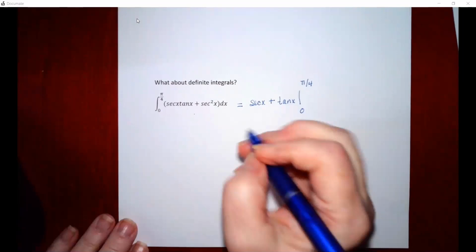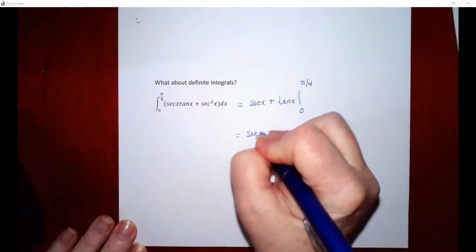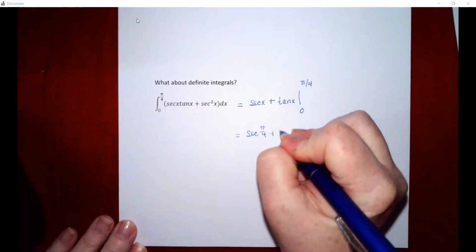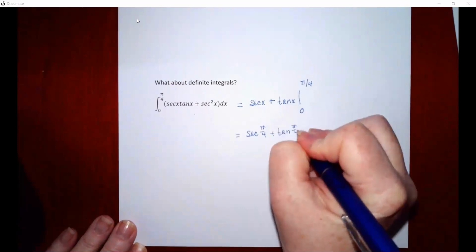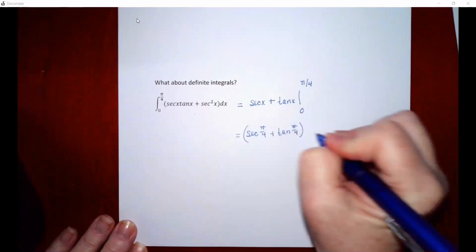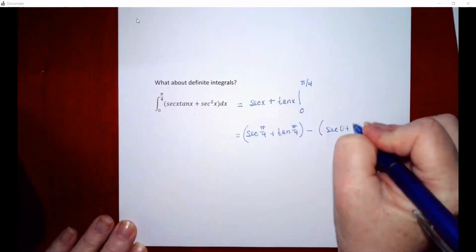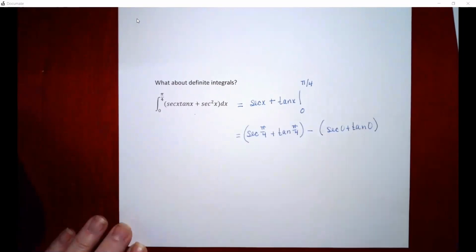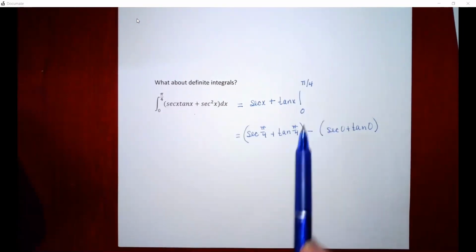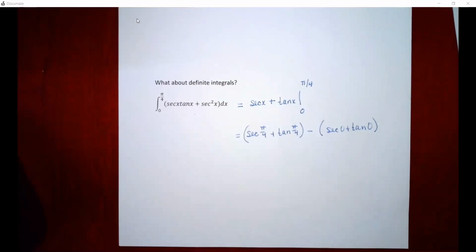So we would have the secant of pi over 4 plus the tangent of pi over 4, minus the secant of 0 plus the tangent of 0. Does it matter which limit you plug in first? Yes, it absolutely does. You always plug the top limit in and subtract what you get when you plug in the bottom limit. If you plug them in backwards, that changes the sign of your answer. So you do have to go in the correct order.